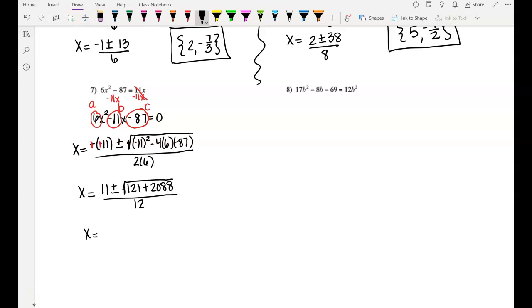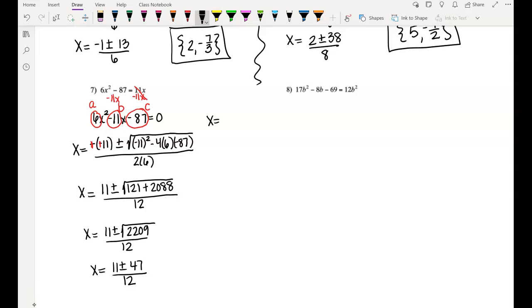So x equals 11 plus or minus the square root of 2,209 divided by 12. And what is the square root of 2,209? Gets you 47. So 11 plus or minus 47 divided by 12.